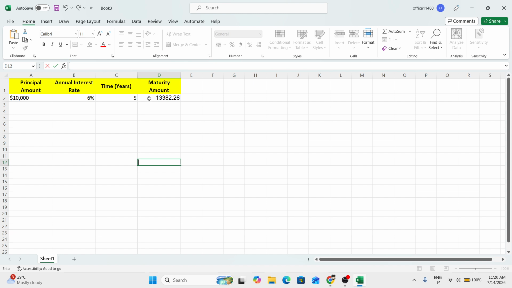In this example, the principal amount is $10,000, the annual interest rate is 6%, and the time is 5 years. These are the values we'll use to calculate the maturity amount.